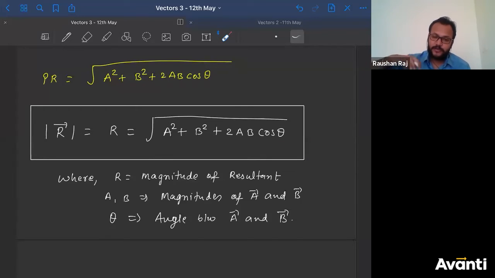If you are dreaming about something, this formula should be remembered even in your dreams. R is equal to what? Square root of A square plus B square plus 2AB cos theta. This is that important. This is so easy, so simple a form.